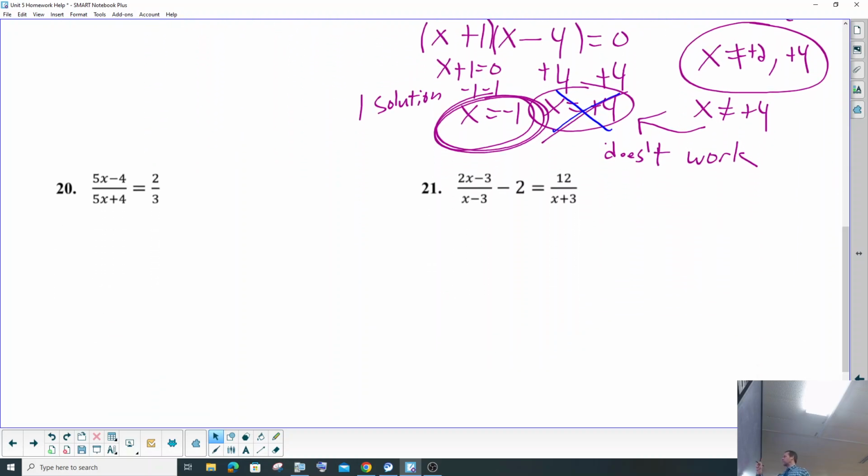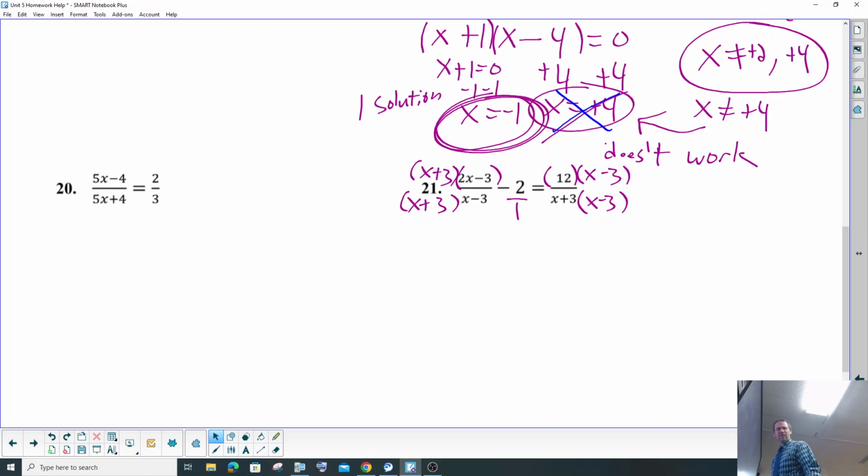Remember, any whole number can be written over the number 1. And it's missing an x minus 3 and an x plus 3. So this is just missing an x minus 3 to the top and bottom. Pause me, try it on your own. This one is missing an x plus 3 to the top and bottom.